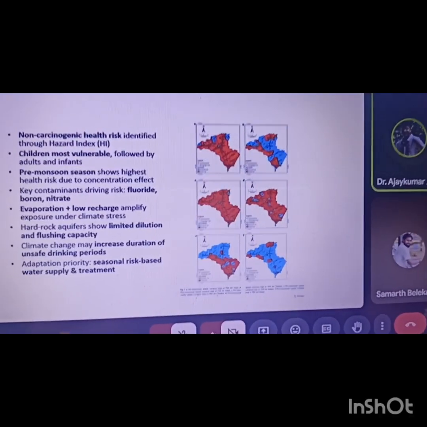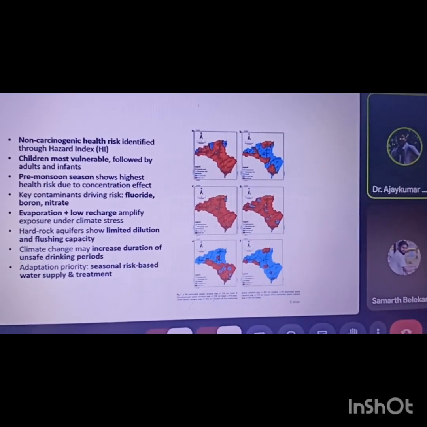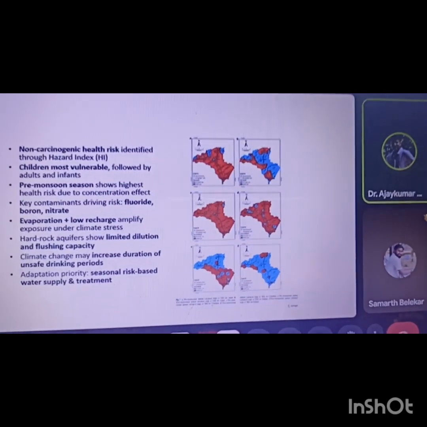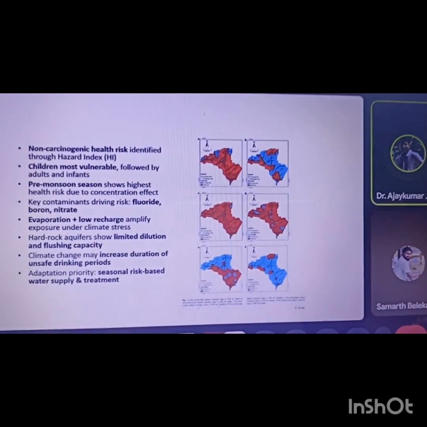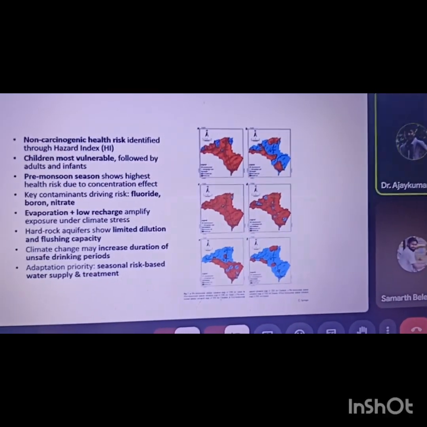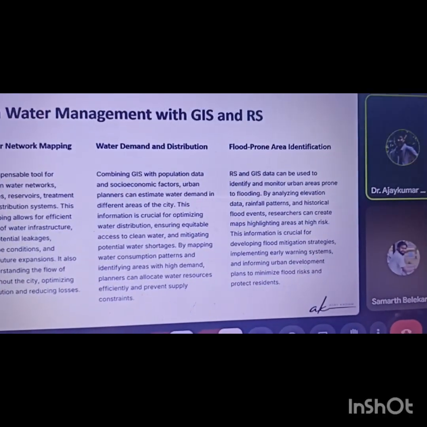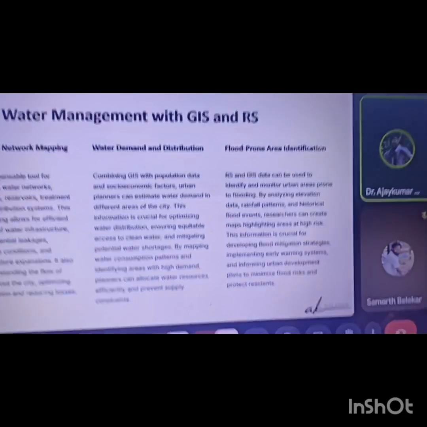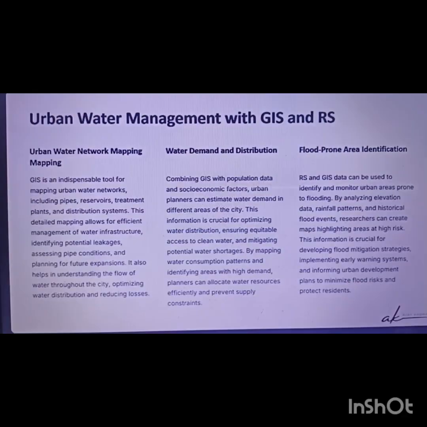So what is the adaptation? Risk-based water supply and treatment before the water is consumed, by a water purifier or softener that should be provided in that area. So these are some of the basic case studies that we have done.